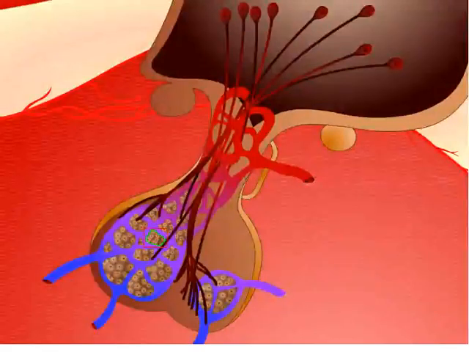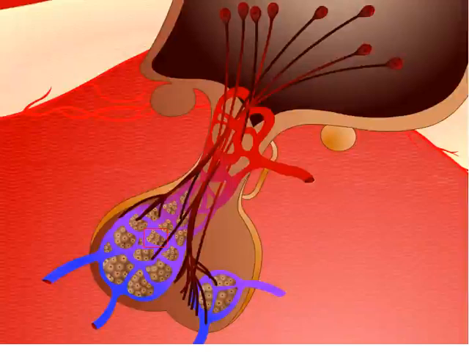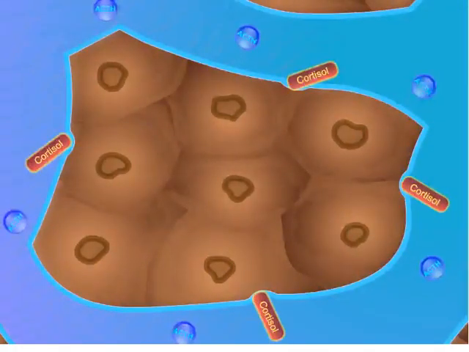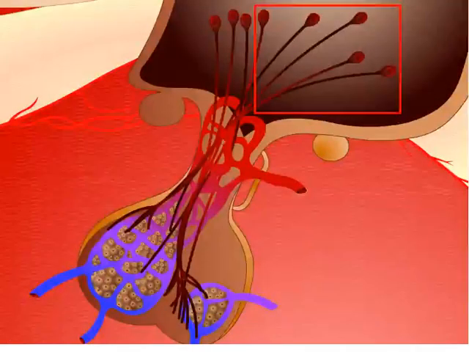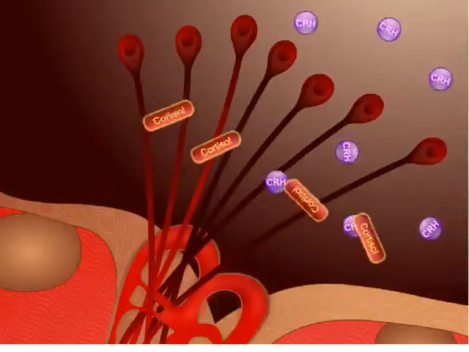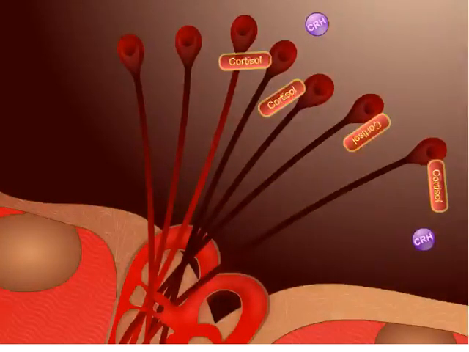Now, let's take a closer look at the anterior pituitary. Here, cortisol inhibits the secretion of ACTH from corticotropic cells. Cortisol also has an inhibitory effect on CRH secretion from neurosecretory cells in the hypothalamus. In summary, cortisol's feedback inhibition occurs at both the pituitary and hypothalamus.